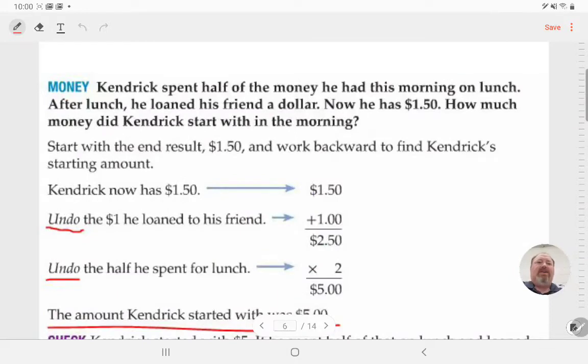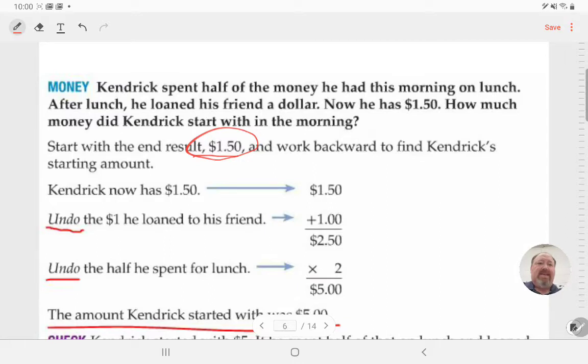It says Kendrick spent half of the money he had this morning on lunch. After lunch, he loaned his friend $1. Now he has $1.50. How much money did Kendrick start with in the morning? All right. So we know that we start with the end. He ended with $1.50. Now we work backwards to find out the starting amount.